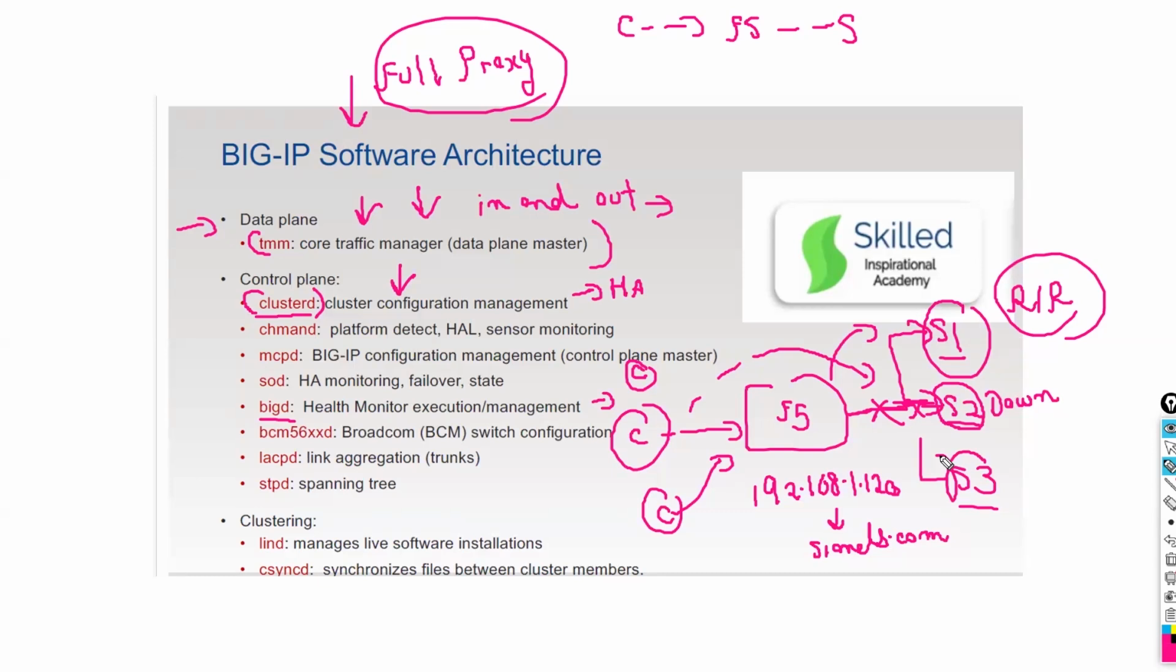Because F5 works as a full proxy, it will have two separate connections, client side and server side. On the server side, it will load balance the traffic and make a decision based on the load balancing algorithm. And another thing, it is using host monitoring. First, it will check which server is up. That is called health monitor. And what is the process which is used, guys? Big D. Very, very important, guys.